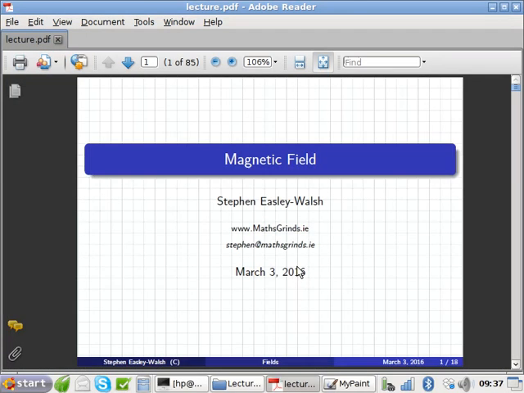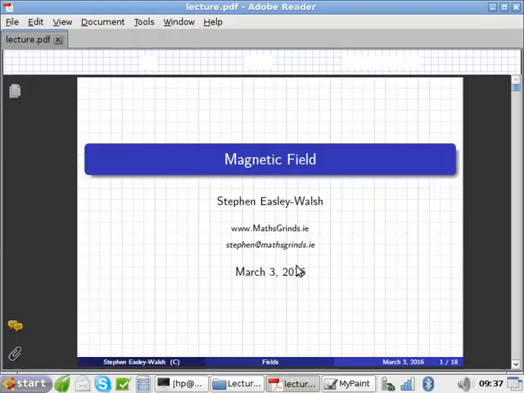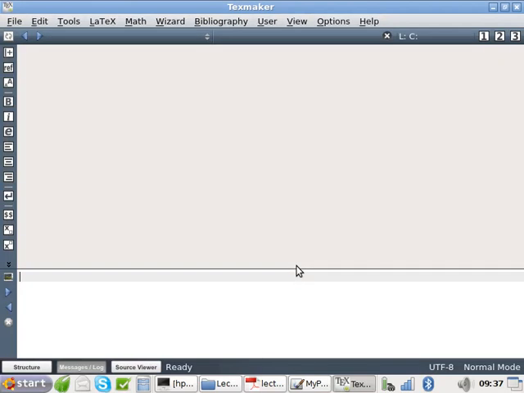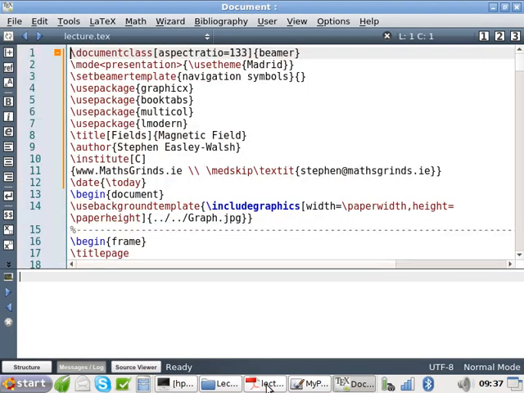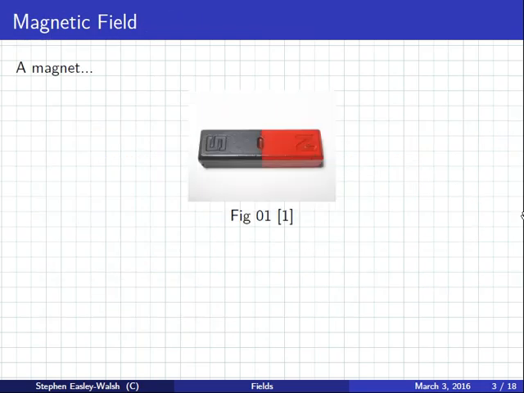Okay, here we go. Magnetic field. Okay, you got that? Magnetic field. So, there's a good bit to do, unfortunately. Right, so you know what a magnet is, don't you? Here's a picture in case you forgot.